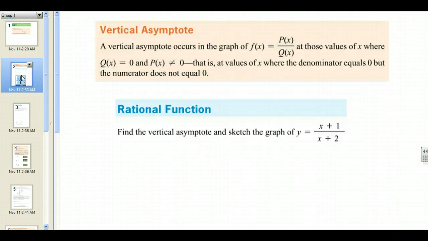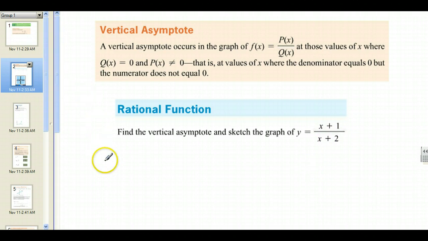Alright, a vertical asymptote. A vertical asymptote occurs in a rational function if a value of x makes the denominator equal to 0, but it does not make the numerator equal to 0. Okay, so we're looking for numbers for this example down here. We're looking for numbers that'll make x plus 2 equals 0, right? But it doesn't have to make x plus 1 equals 0. It's just the stuff that makes the bottom 0.